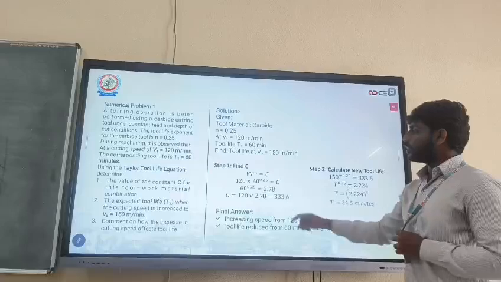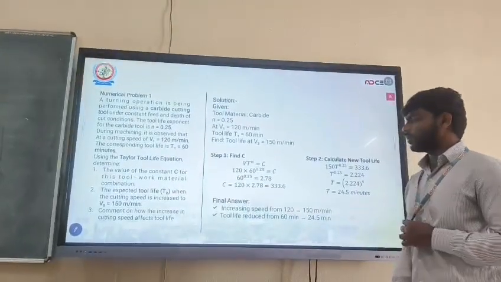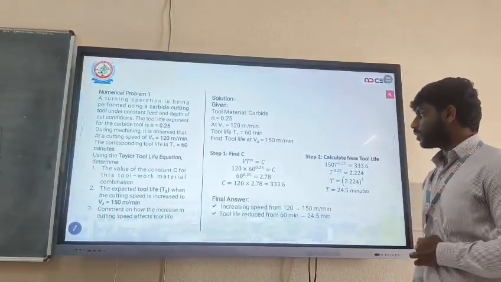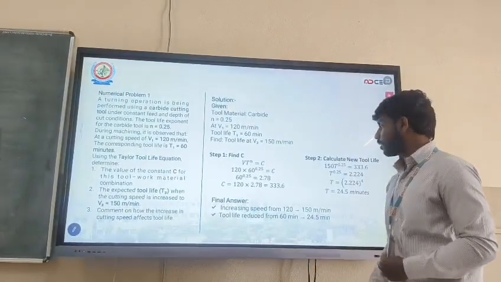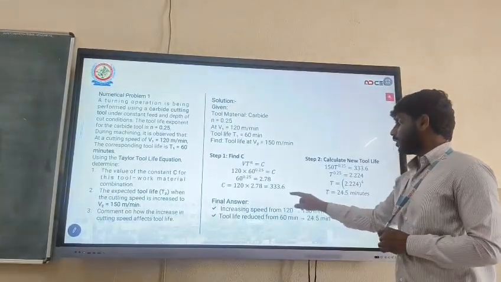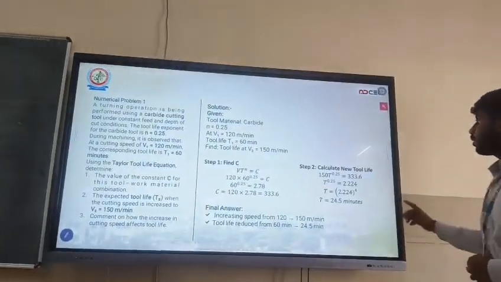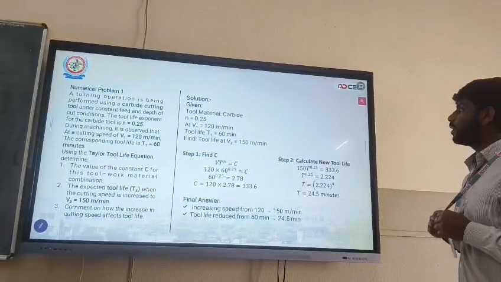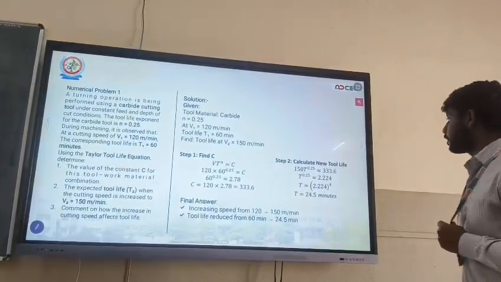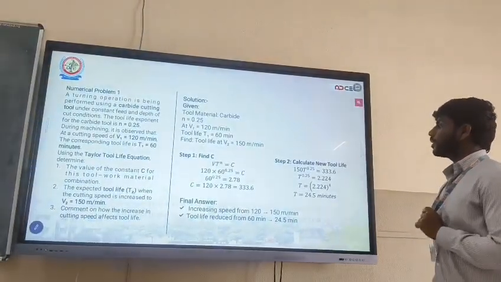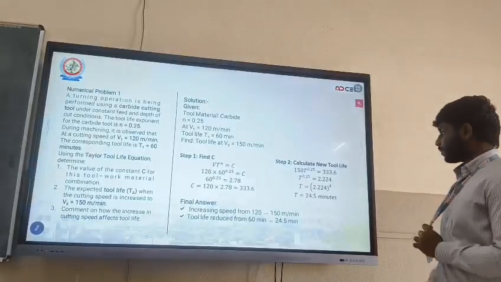We can calculate the value of C by the formula V T raised to n equals C. The value of C is 333.6. The next step is to calculate the new tool life at 150 meters per minute velocity. It can be calculated by the same formula.